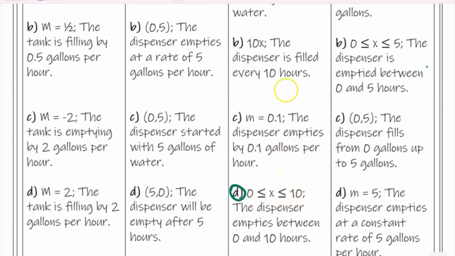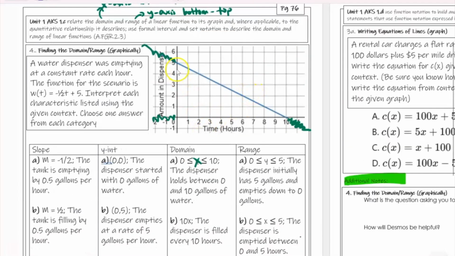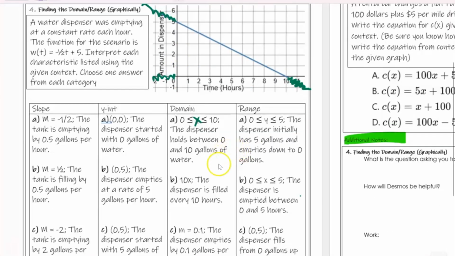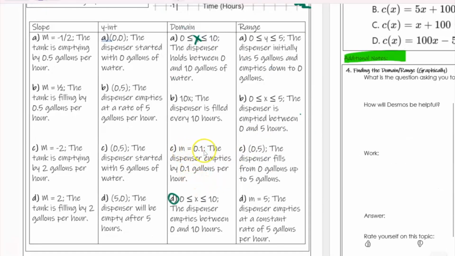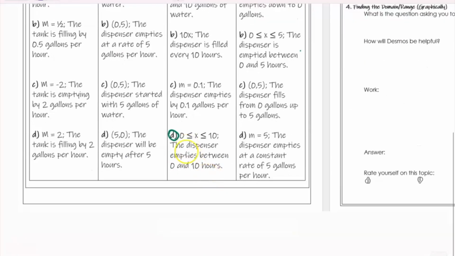Let me just read the rest. The dispenser is filled every 10 hours. Nobody said anything about that. It's going to be empty in 10 hours. The m is 0.1, the dispenser empties by 0.1 gallons per hour. I mean, that might be true, but what is it asking? It's asking for domain, which is left to right from 0 to 10. So again, it's just being careful to answer the question. So this would not be the answer because it has a y value. So it has to be D.